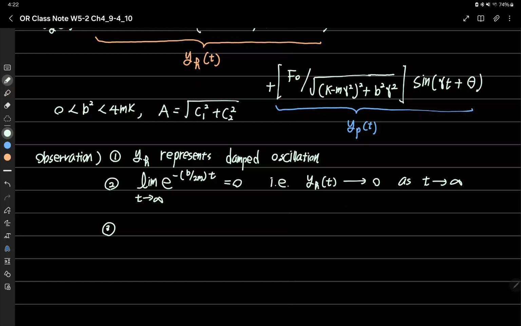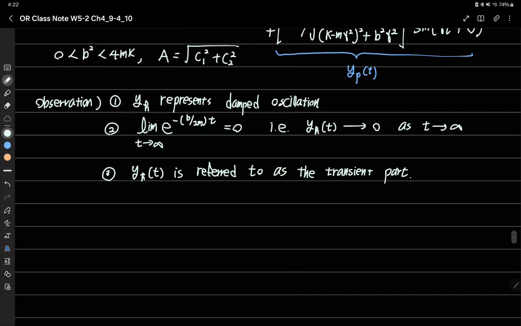So now we can say that YH is referred to as the transient part. Okay. All right, so the next observation. YP is the offspring of the external force, okay?